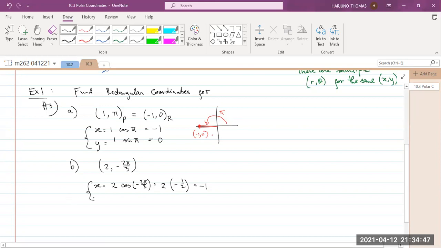For y, that's 2 times sine of -2 pi over 3. That's 2 times negative radical 3 over 2. So the polar coordinate 2 comma -2 pi over 3 is -1, negative radical 3 in the rectangular coordinate system.